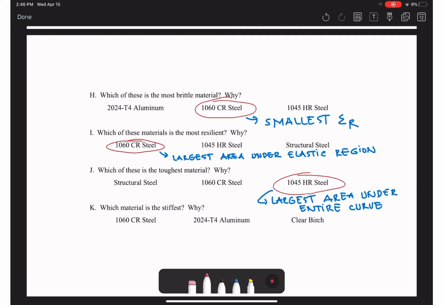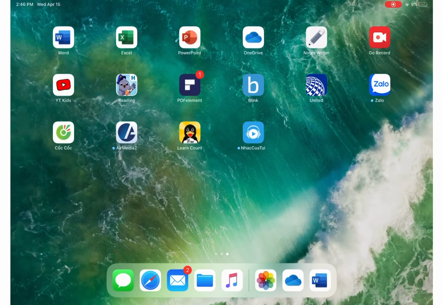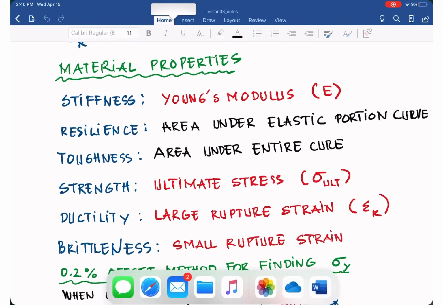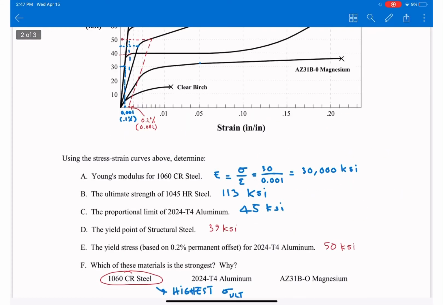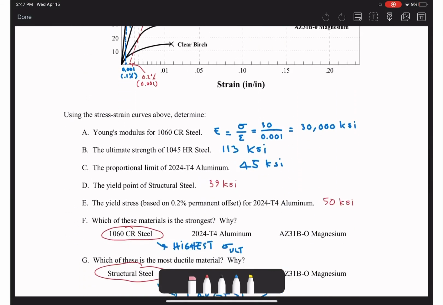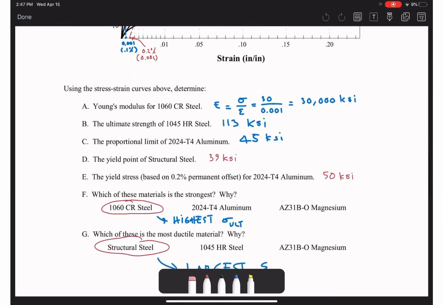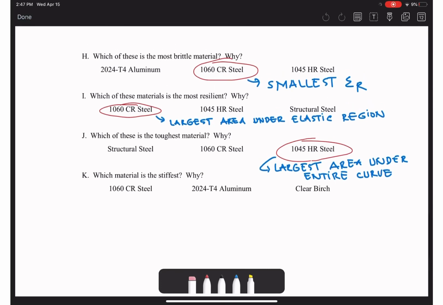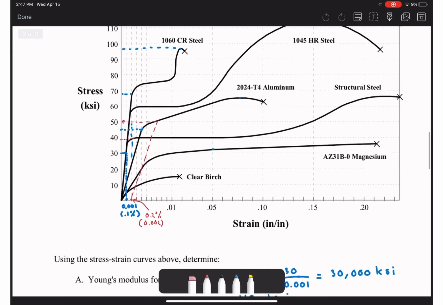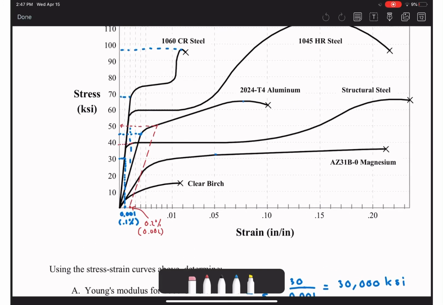Next, which material is the stiffest? The measure of stiffness of a material is the Young's modulus. See that there? So go back, stiffness. Here for the Young's modulus, we have structural steel, 1060 CR steel, aluminum, and clear birch.